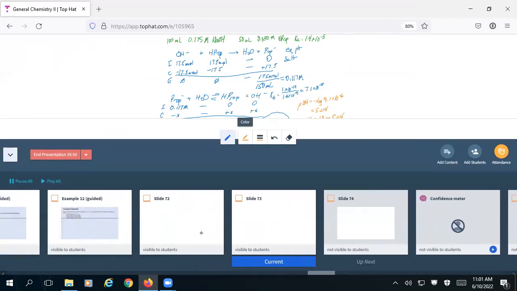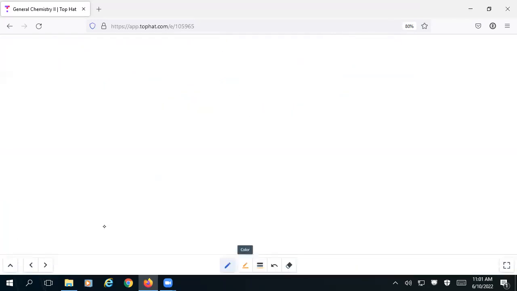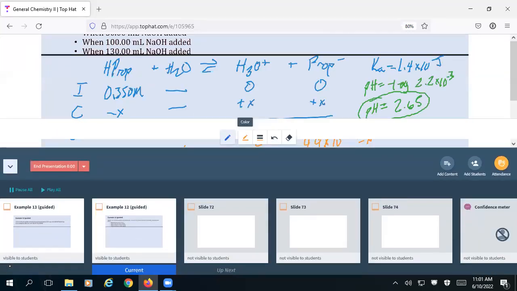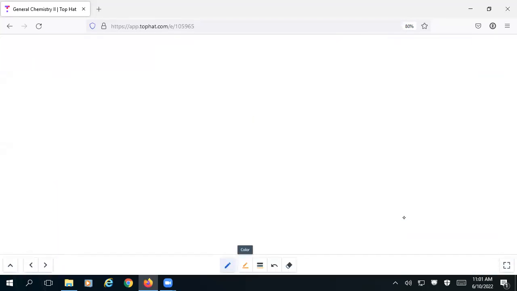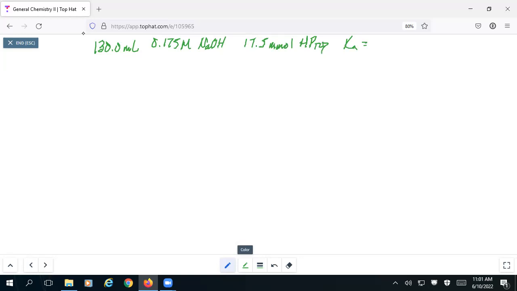All right, the fourth zone, we're now looking at 130 milliliters. So let's put that in. 130 milliliters of the 0.175 molar sodium hydroxide. We still have the same 17.5 millimoles of propanoic acid. Ka is still 1.4 times 10 to the negative fifth.